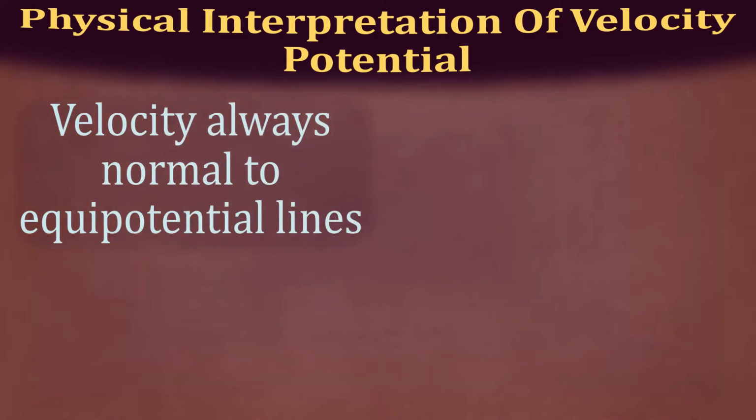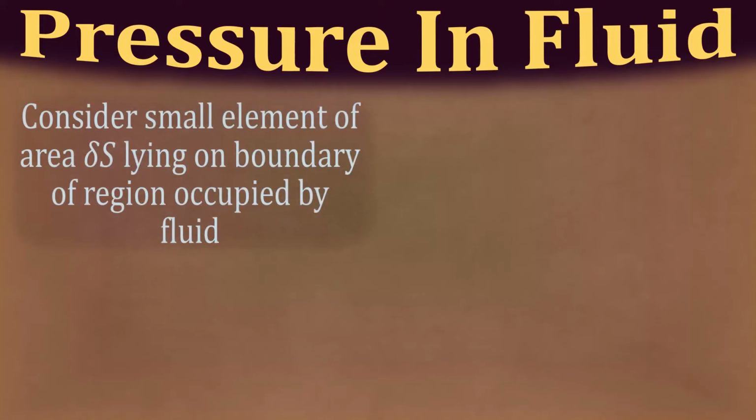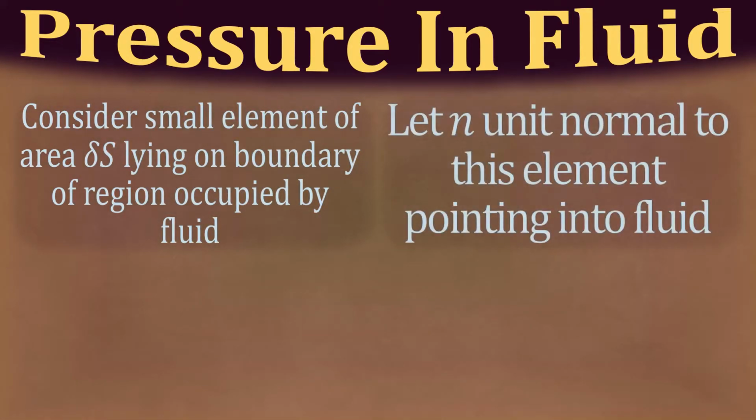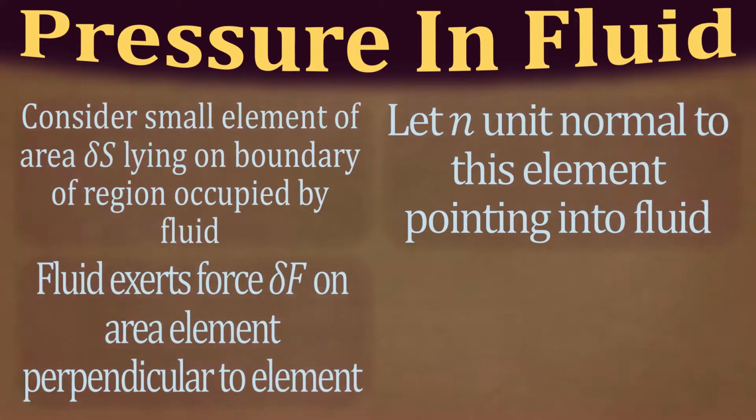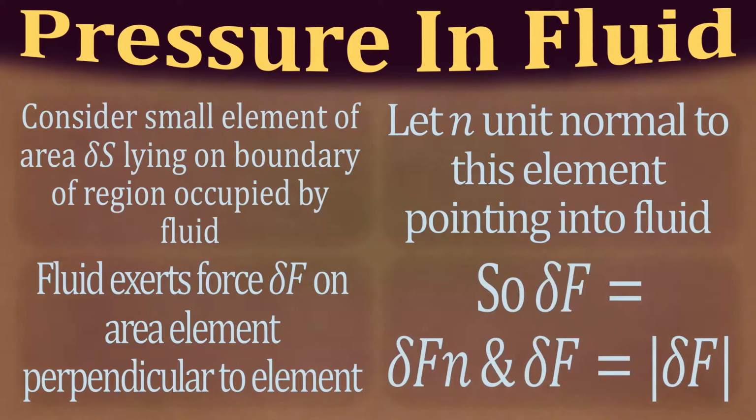Now, let's move on to discussing pressure in a fluid. Consider a small element of area delta S lying on the boundary of a region occupied by a fluid. Let n be the unit normal to this element pointing into the fluid. The fluid exerts a force delta F on the area element perpendicular to the element. So, delta F is equal to delta F n, where delta F is the modulus of delta F. The pressure P on the area element is defined by P equals the limit as delta S approaches 0 of delta F over delta S.